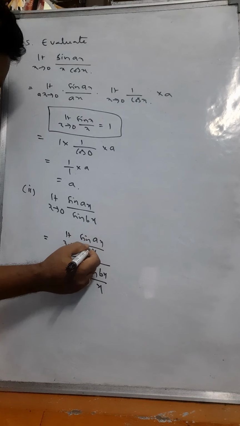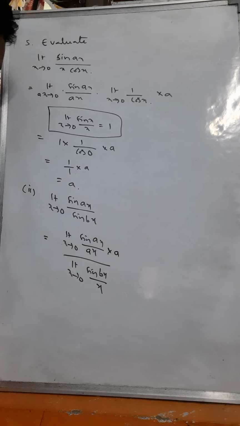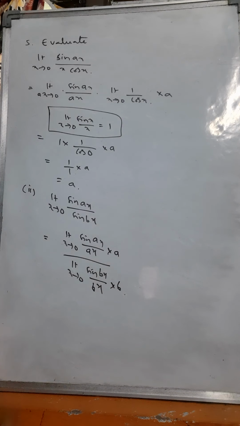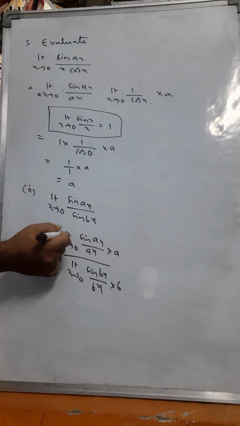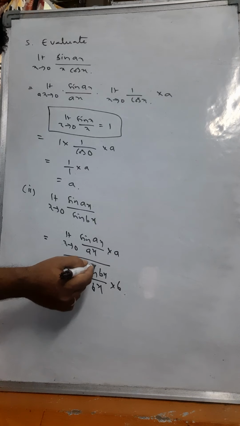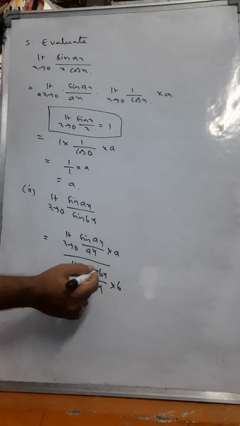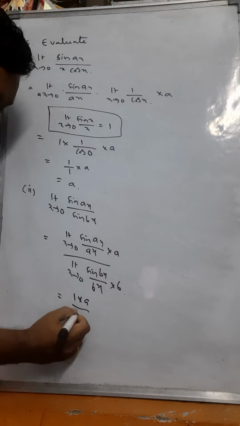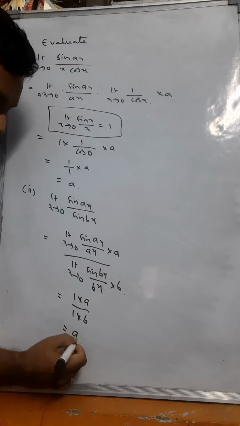Here it is ax, so multiply and divide by a. Here it is bx, so multiply and divide by b. So this becomes limit x tends to 0 sin ax by ax equal to 1, and limit x tends to 0 sin bx by bx equal to 1. So 1 into a by 1 into b, that is a by b.